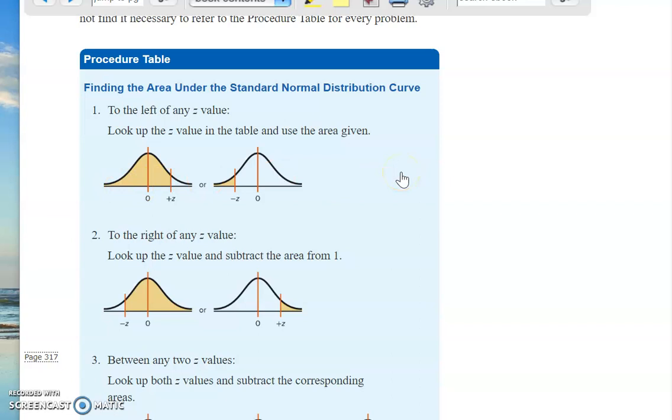The most important fact about all this is that the area to the left is exactly what we're looking for. It's the probability of something happening. So that's the probability that you're looking for. So you have positive z and you have negative z's.